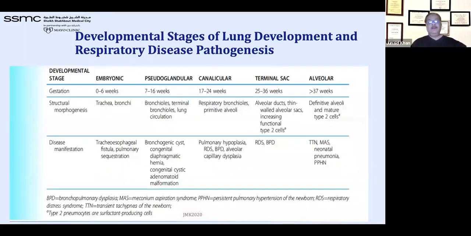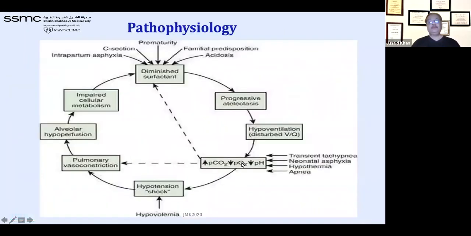Okay. So I showed you this table before in my talk on how to approach respiratory distress. Again, just to remind ourselves, these are the embryonic, pseudoglandular, canalicular, terminal saccular, and alveolar stages, and different stages have different diseases. If you have arrest at, for example, the saccular or terminal stage, you can get RDS and BPD.